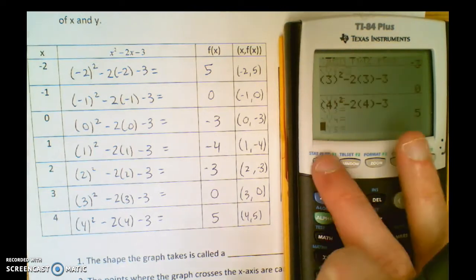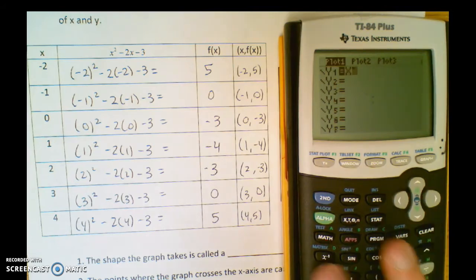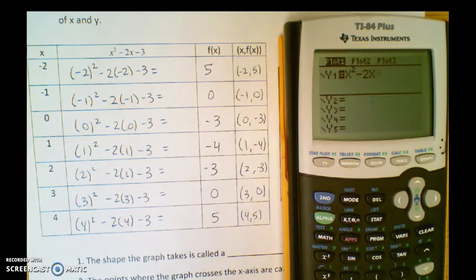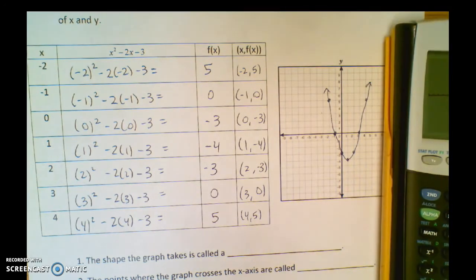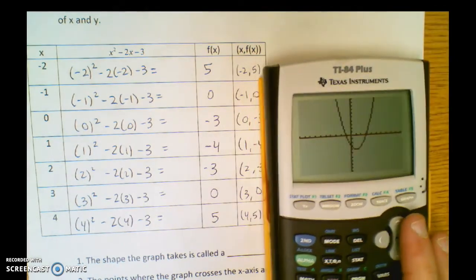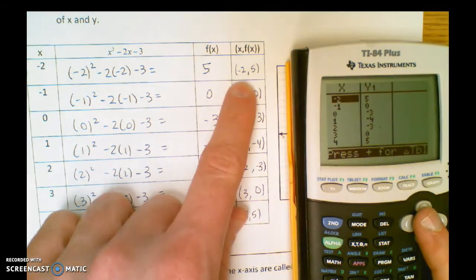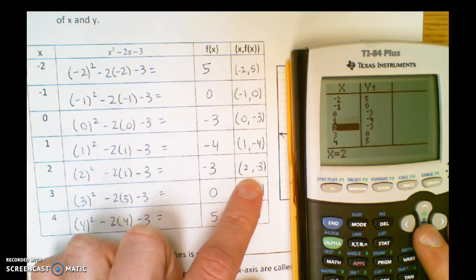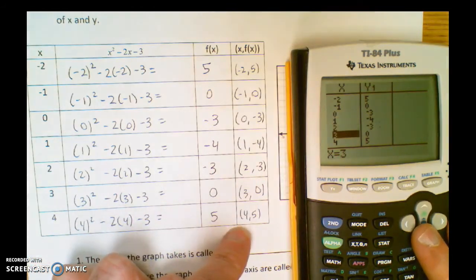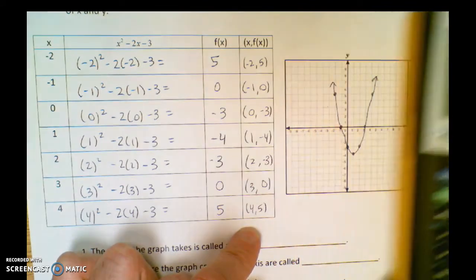But if you hit y equals, and you clear out whatever's on that screen, and you type in your equation, and hit graph, you should see a graph that's similar to the one that we have. And then also to get that table, you hit second table, and now you can see the same coordinates that we calculated. So I wanted you to understand where these numbers are coming from and how to calculate them without a calculator or without using the table function on your calculator.